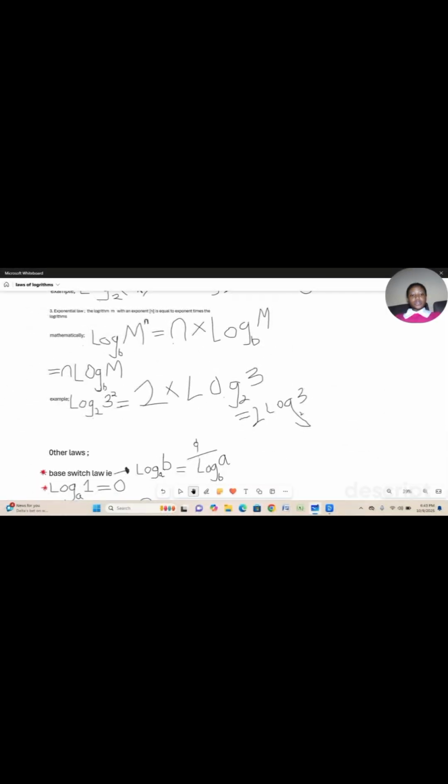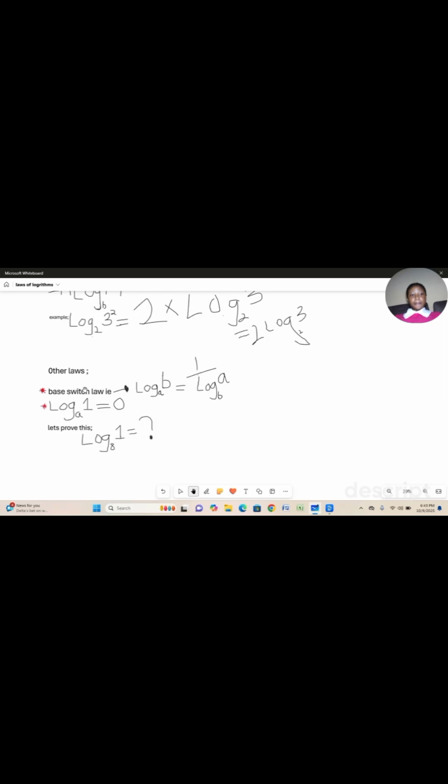So we have other laws of logarithm. This one is the base switch law. That is log b base a. What does it mean? Base switch. Just like now, me and you switching position. You are the student, I am the tutor. But when we switch position, you become the tutor, I become the student. So that is just what's happening here.